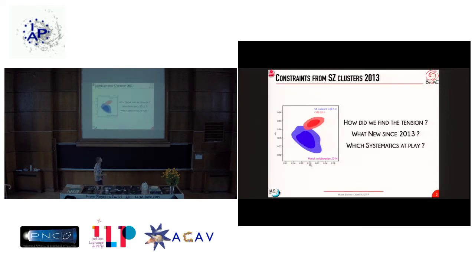So I'll start directly with this plot, which shows what SZ clusters for Planck are known for. I will discuss briefly how we did find this tension, what's new since 2013, and I will talk a bit about some of the systematics and especially the evolution of the mass bias.